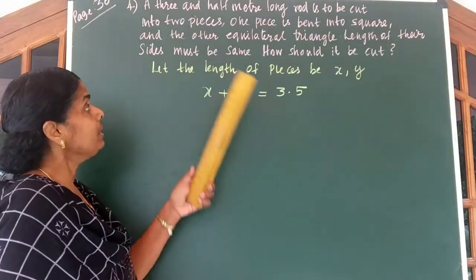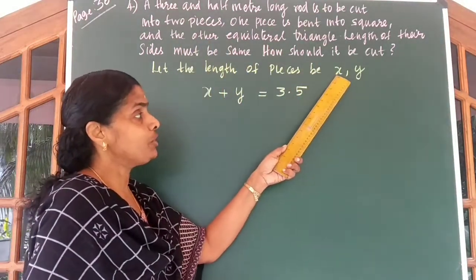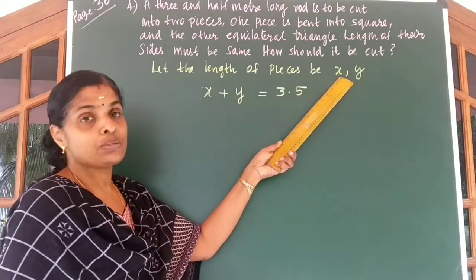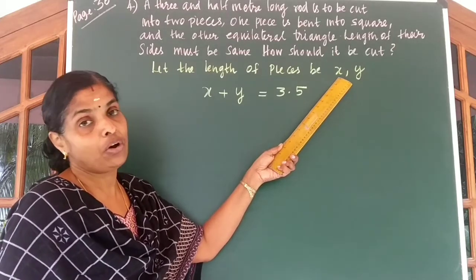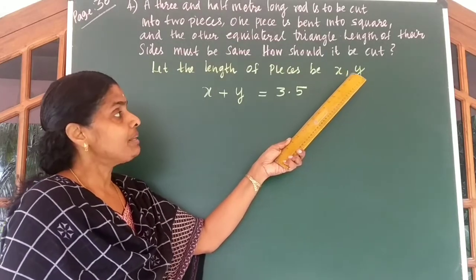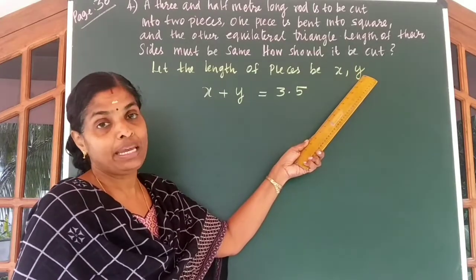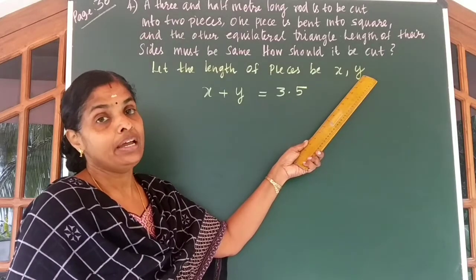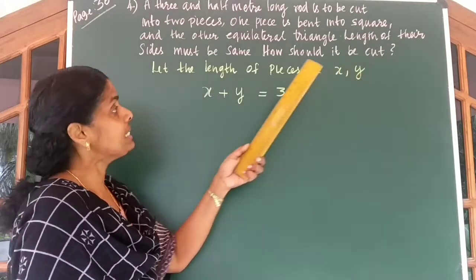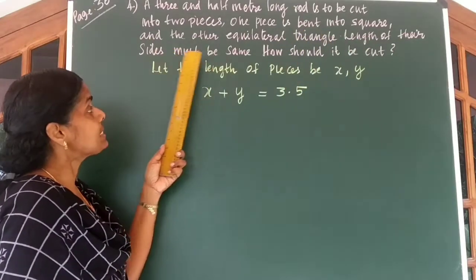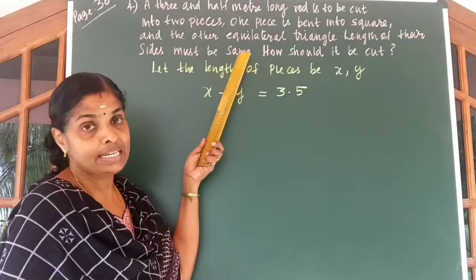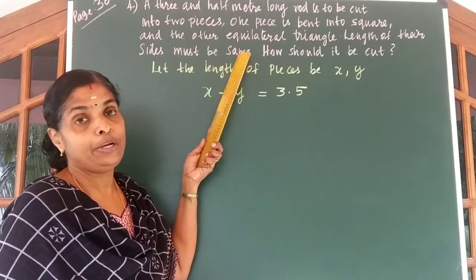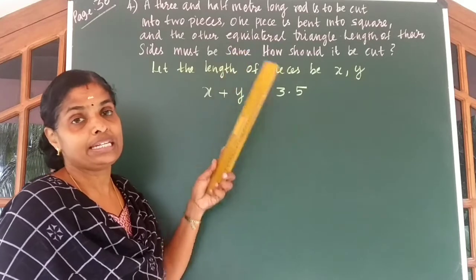Now you are given that the first piece is bent into a square. From that, what did you understand? This x is going to be the perimeter of the square. Similarly, y is going to be the perimeter of the equilateral triangle. Now we are given one more condition: the lengths of their sides must be the same. That is, the side of the square should be equal to the side of the equilateral triangle.